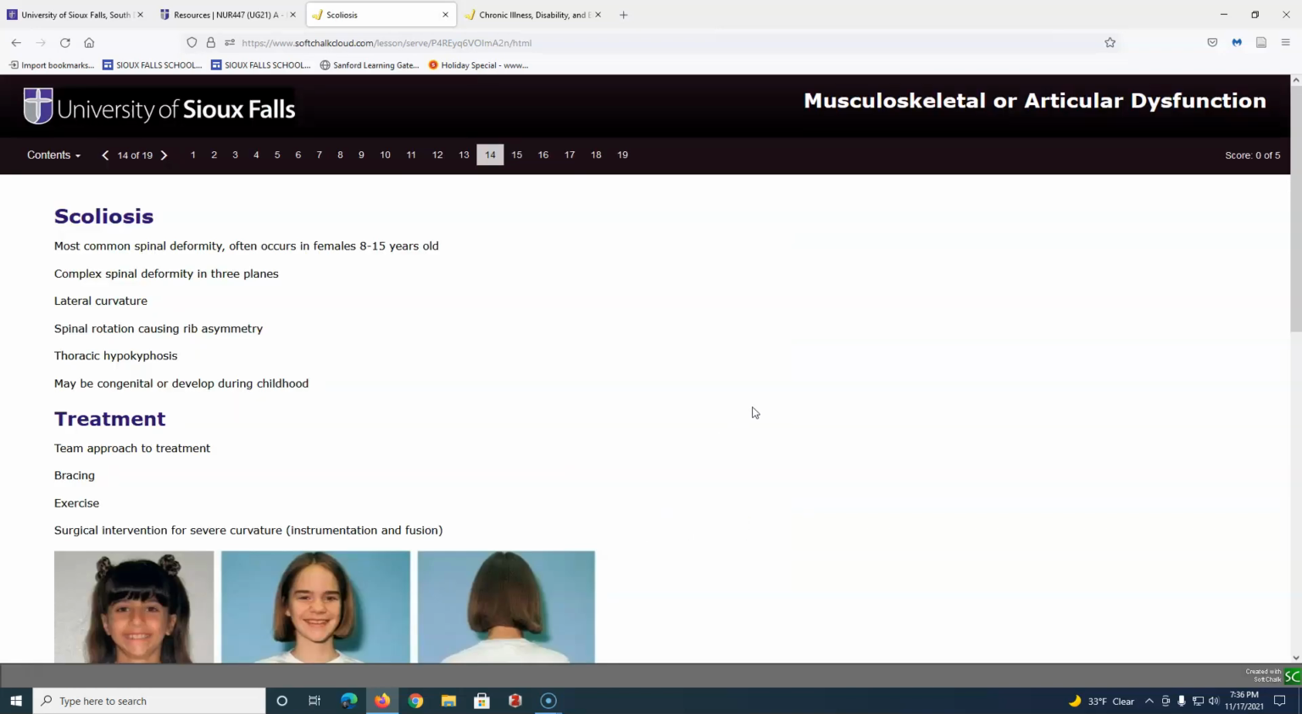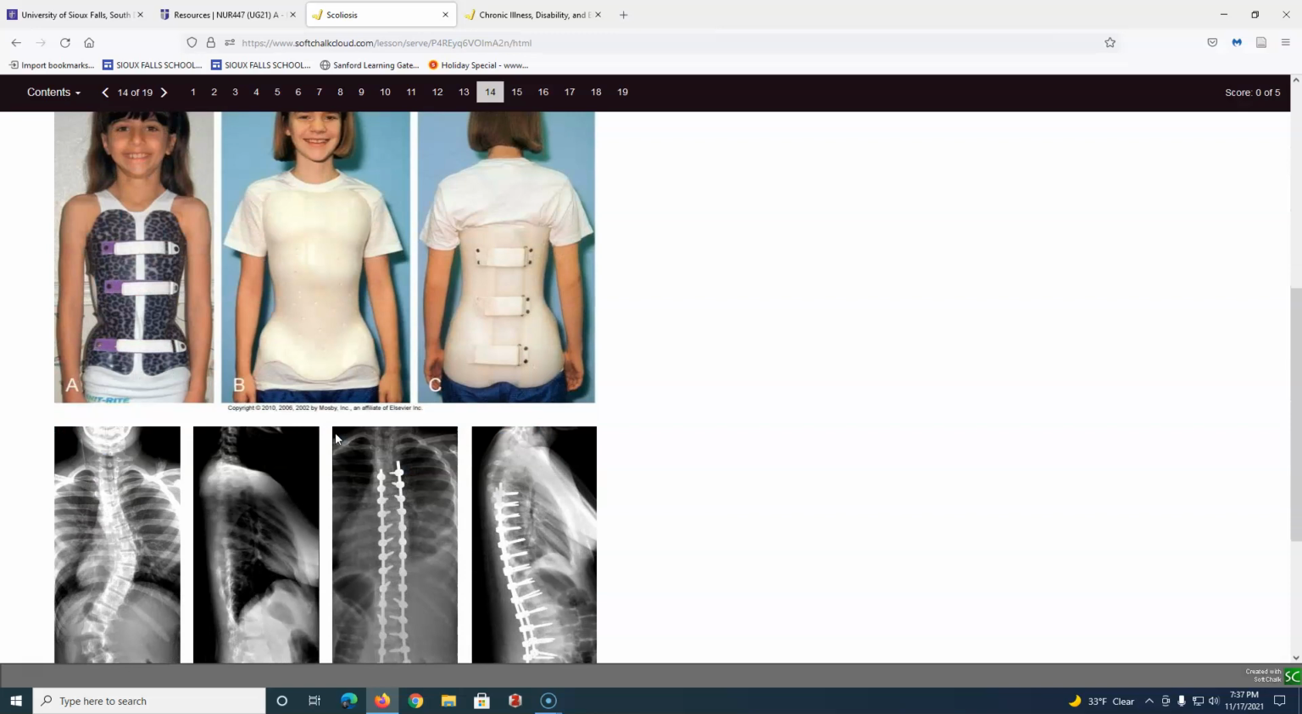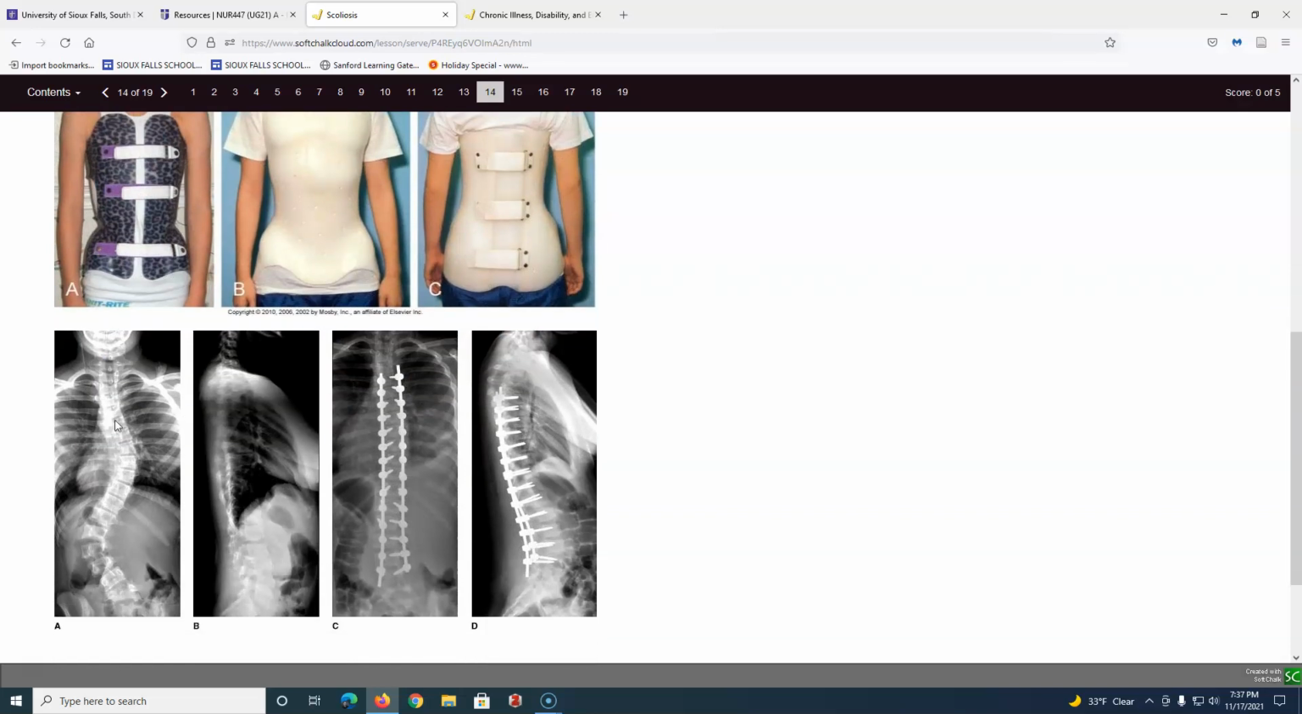Next one is scoliosis. I'm guessing that you've heard of this before, but this is a spinal deformation. Basically, this is a curvature of the spine that is beyond normal, and it's usually lateral or goes opposite of the way that we usually have our spine curve. More common in females, especially teenagers and preteens. Does have some impact on your ribs and on your lungs. So you can kind of see here, these are some great examples of how that spine is. We can surgically correct it using titanium rods and lots of screws.